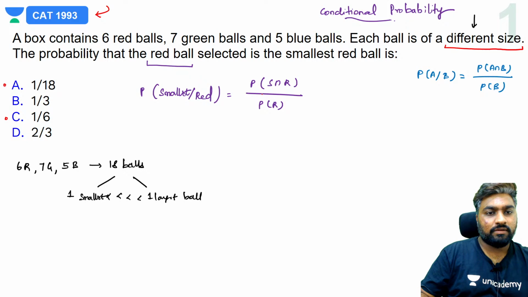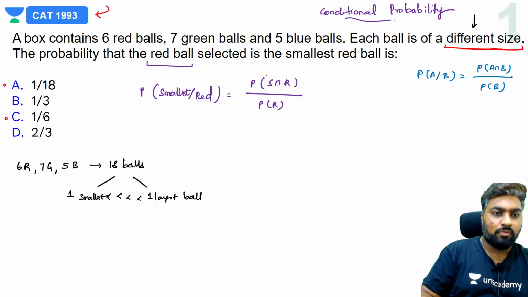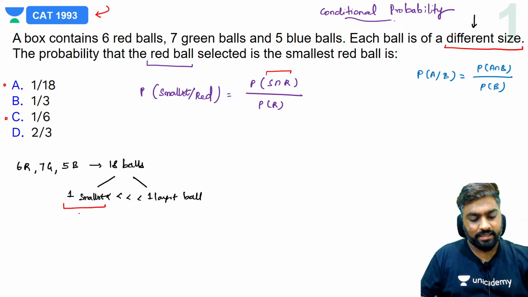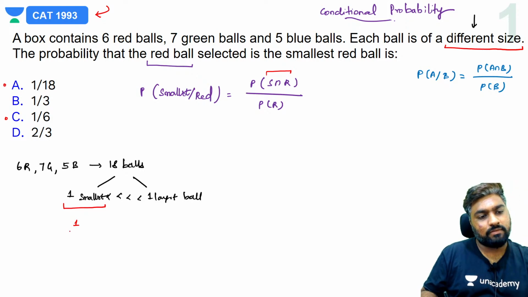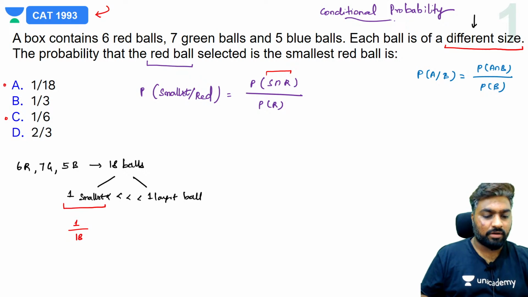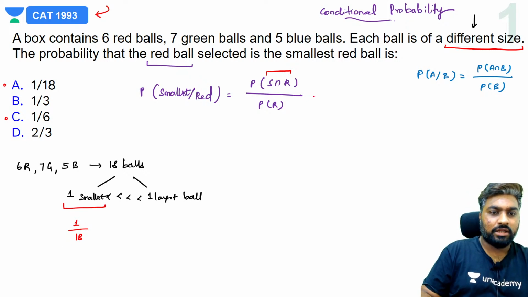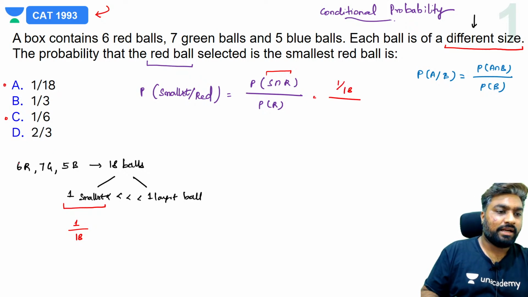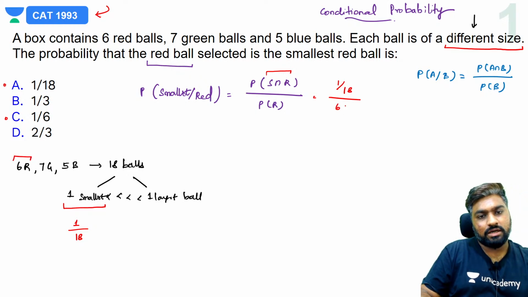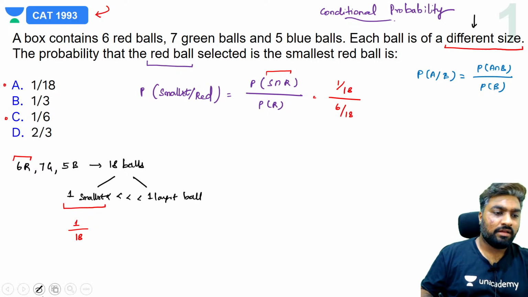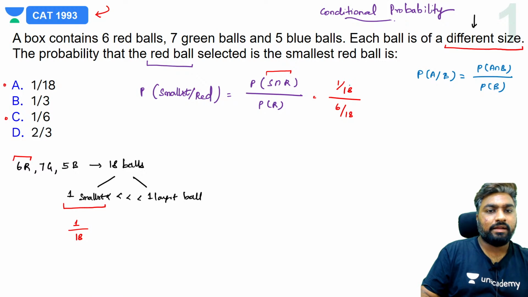So if we want the probability of getting a smallest ball that is red, that's going to be 1 out of 18. Say yes if you agree with that. Out of 18 balls, 1 is the smallest, so 1 out of 18 will be the probability of the smallest red ball. That is 1 out of 18 upon the probability of getting a red ball, 6 out of 18. Since there are 6 red balls out of 18, this will be the probability of getting a red ball. So ultimately you have 1/6 as your probability.